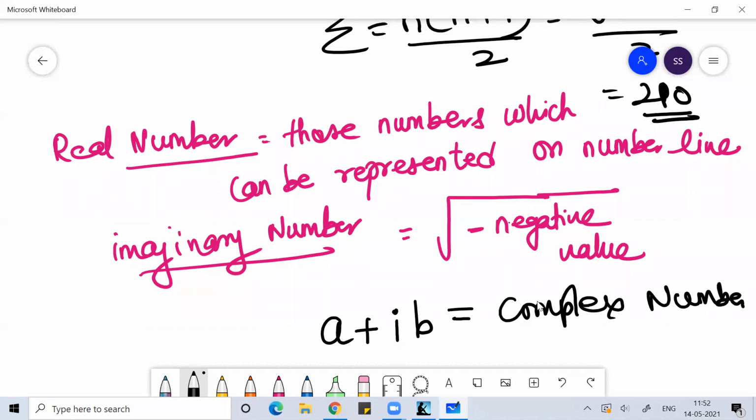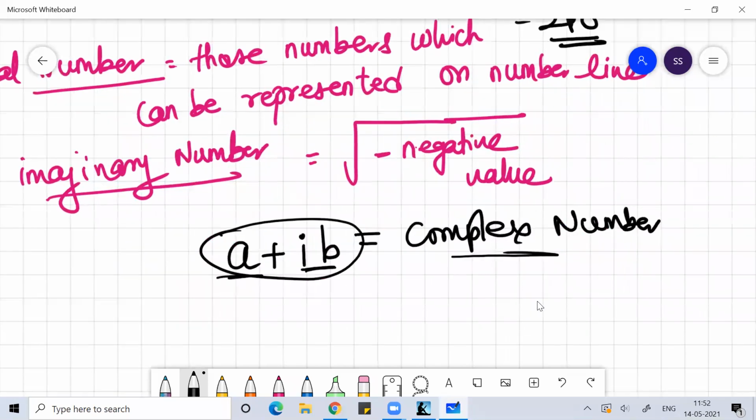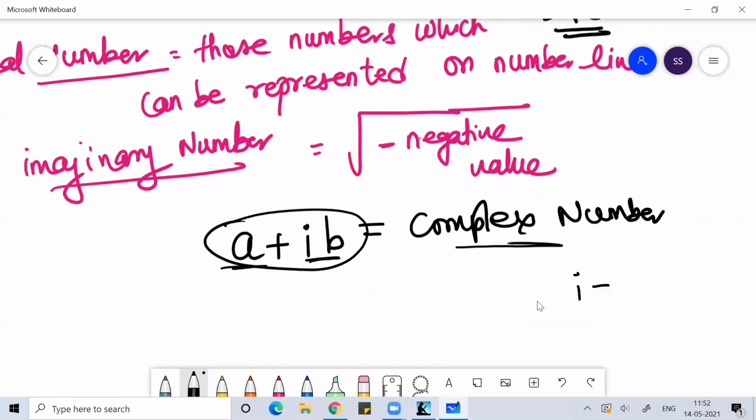Hello Tanish, can you hear me? Yes, sir, I can. So the sum of a real number plus an imaginary number is called a complex number. Complex numbers have some part real and some part imaginary. The smallest possible form of an imaginary number is i, where i means root of -1. i square is -1. Such numbers which on squaring give a negative value are called imaginary numbers, and the sum of real plus imaginary is called a complex number.